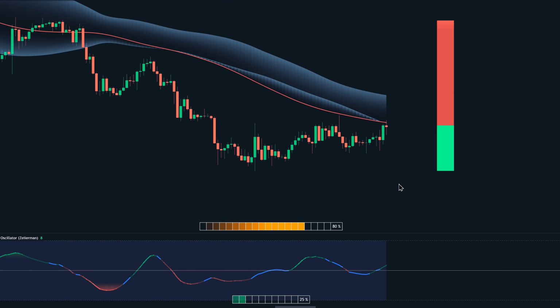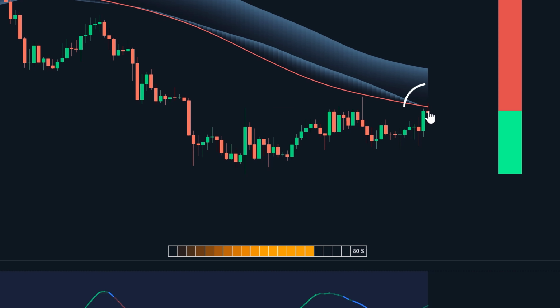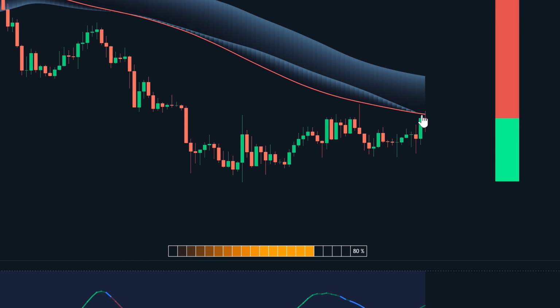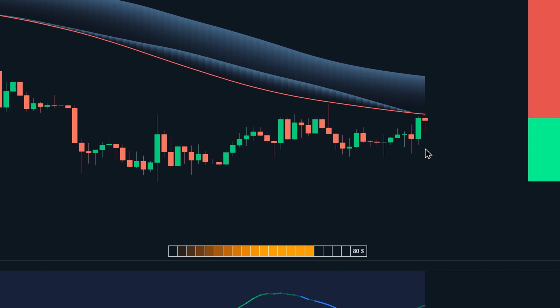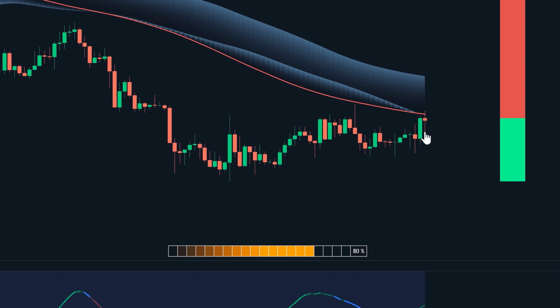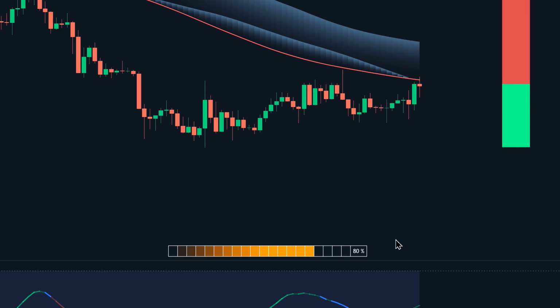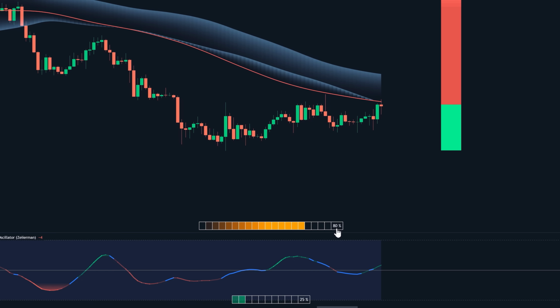Looking at the chart, we can see that we have a pullback because this candle touched the trend ribbon only with a wick. Now remember, if it closes above the ribbon, the entry becomes invalid. Now, during this pullback, we can also see that the trend strength gauge indicated 80%, which is what we're looking for. It basically means that the trend is strong enough to push the price down.